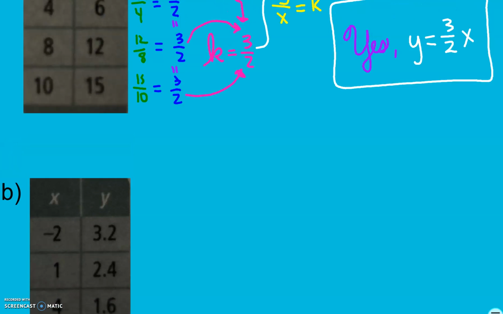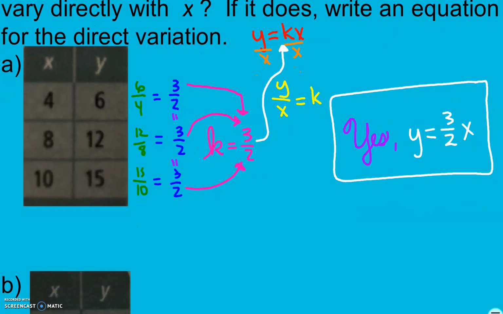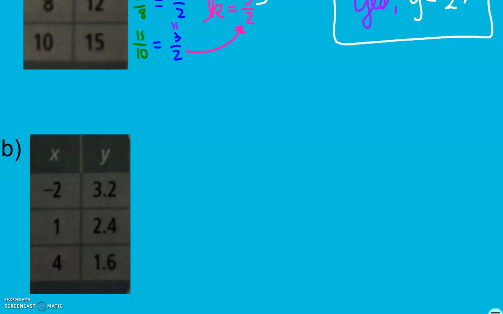Same idea here in B. Again, we want to know, for the data in the table, does y vary directly with x? If it does, write an equation for the direct variation. So here, I'm looking for my k value. And remember, k equals y over x. It's my slope. Slope was y's over x's. Here it's y over x because we're talking about one point. So I take all my y values and put them over my x values. Y over x, y over x.